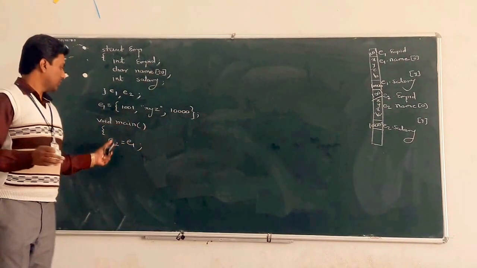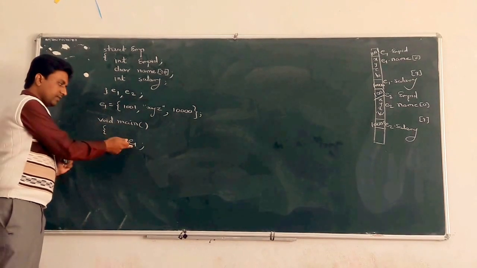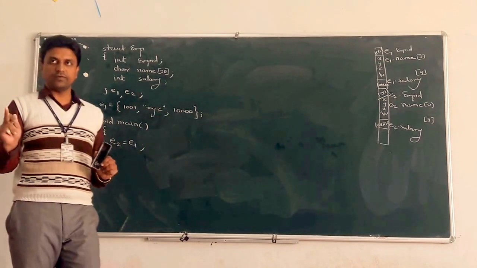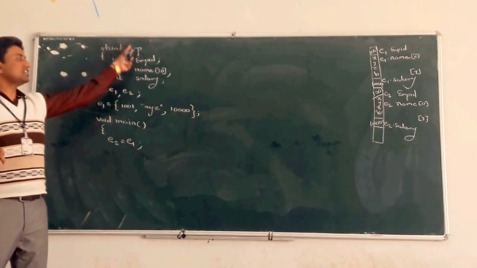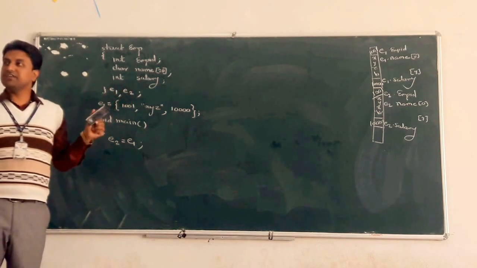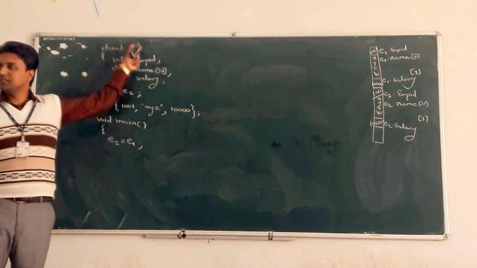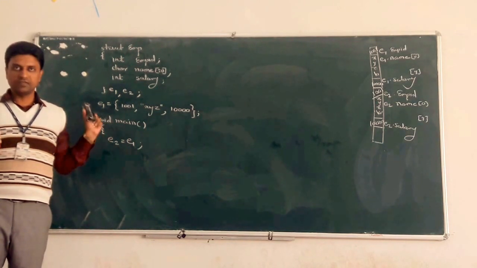Clear? This is valid in C. That is, one structure variable we can assign to another structure variable, but there is one condition: both these structure variables must have the same type. E1 and E2 have the same type. What is the type? Struct EMP, that is structure employee. Clear?